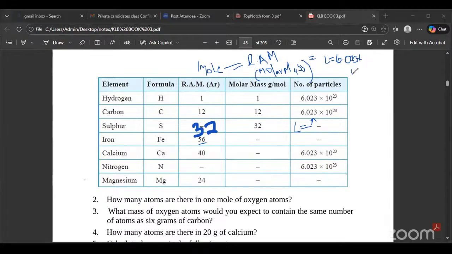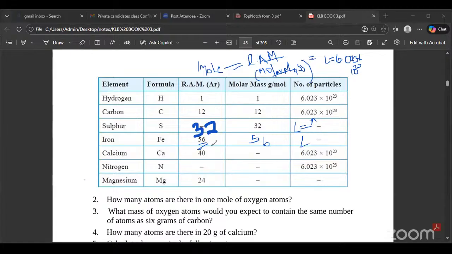by 10 raised to 23. Let me write it below, we'll do it below. So if you understand this one, then I'll be very good. So we are done with the sulfur. Iron, we are in the one that has iron. So iron has an RAM of 56. So the molar mass and RAM are normally the same. So that means the molar mass here is how much? 56. And it has how many particles? The number of atoms, it could be atoms. So it has the same L.